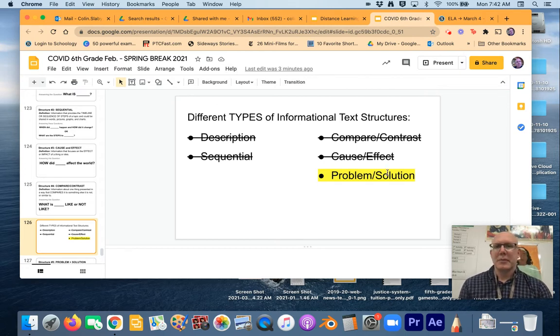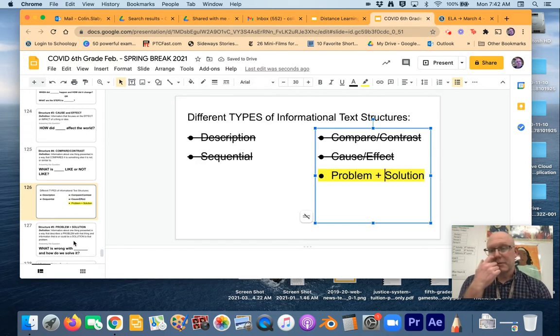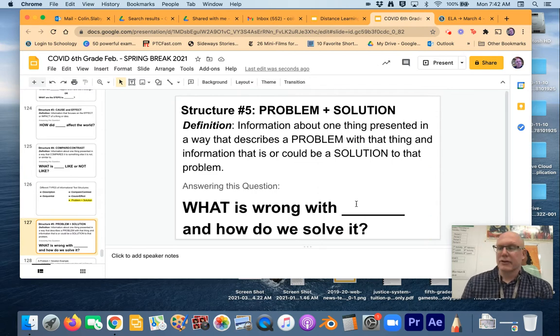The different types of informational text structures, we've gone through these four. The last one is problem solution. And actually, I'm going to rewrite this as a plus, because really you've got to have both. You can't just talk about a problem. You should never talk about a problem unless you discuss what the solutions are to it. There's no point. So here's what you should put in your notes today. Structure number 5, problem plus solution.